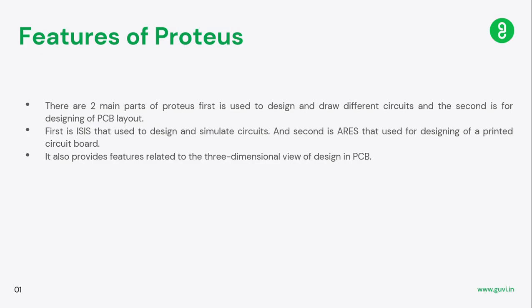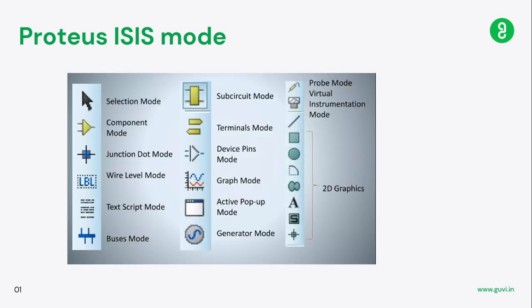The most important thing in Proteus is the different modes. We have the selection mode, component mode, junction dot mode, wire label mode, text script mode, buses mode, subcircuit mode, terminal mode, device pin mode, graph mode, active popup mode, generator mode, probe mode, instrumentation mode, and last is 2D graphics. So these are the different modes used in Proteus.